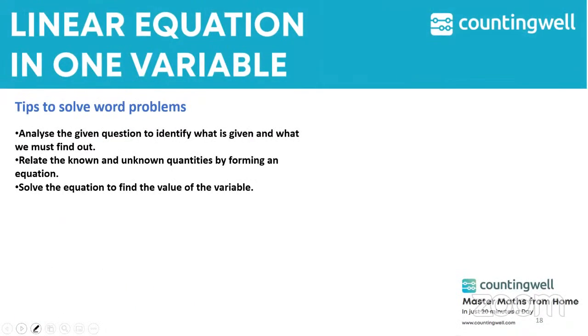Now there are some tips that you should remember to solve word problems. First, you have to analyze the given problem and identify what is given and what we must find out. Then we have to relate the known and unknown quantities by forming an equation. Then we have to solve the equation to find the variable.